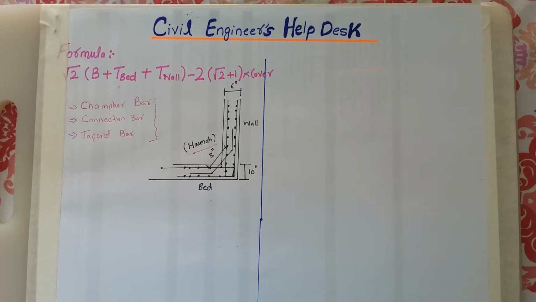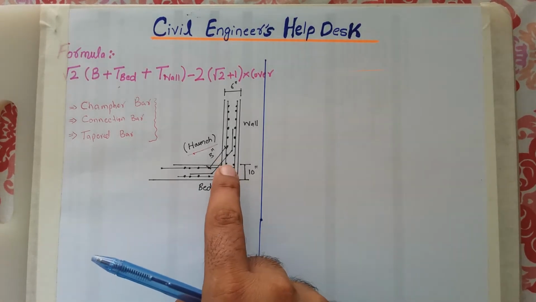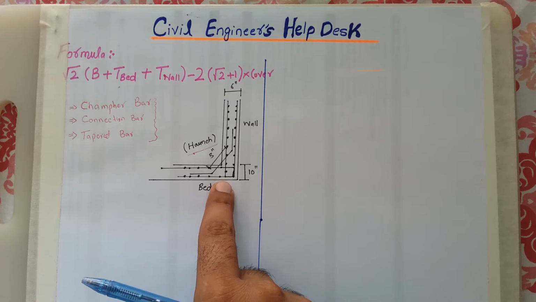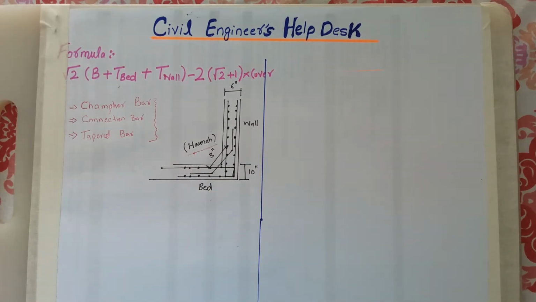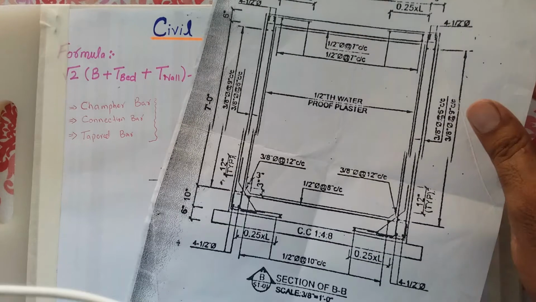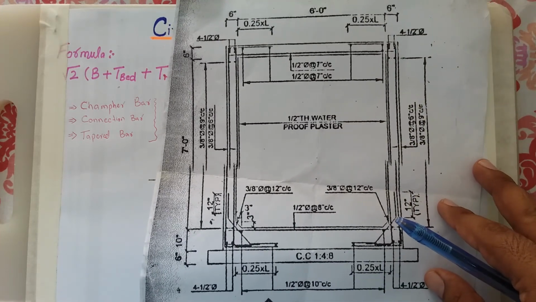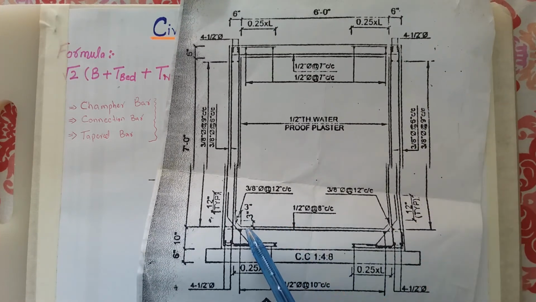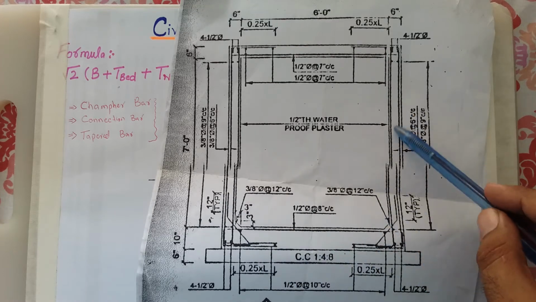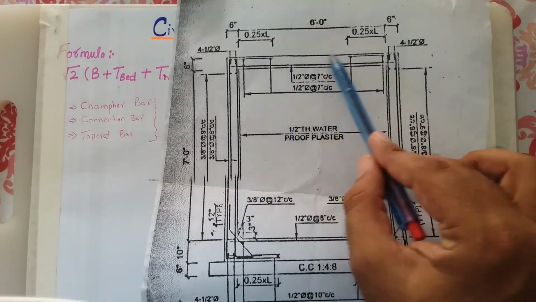Viewers, first of all I will show you the drawing of the underground water tank, in which I will show you where the haunch bar is given. Then we will work on our cross section, because basically this cross section is taken from this drawing. I am showing you the drawing. This is the drawing of the underground water tank. This is the bed, these are the walls, and this is the slab.